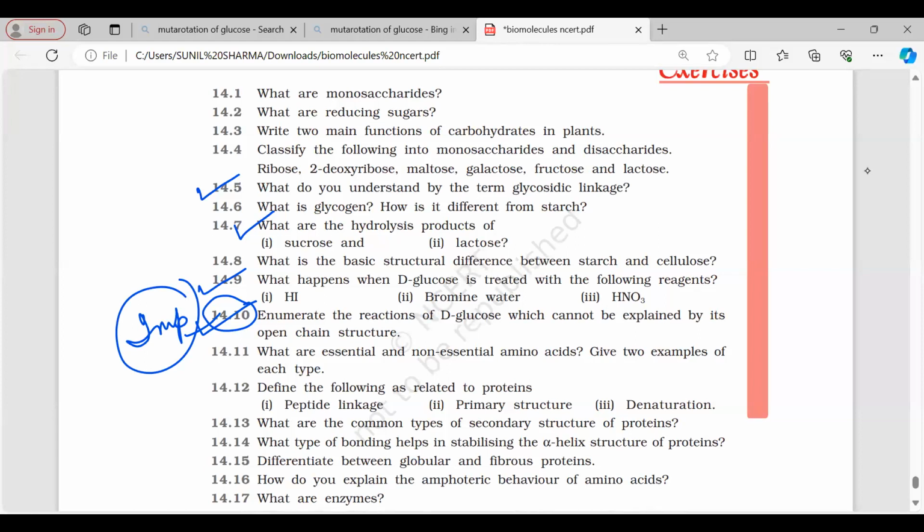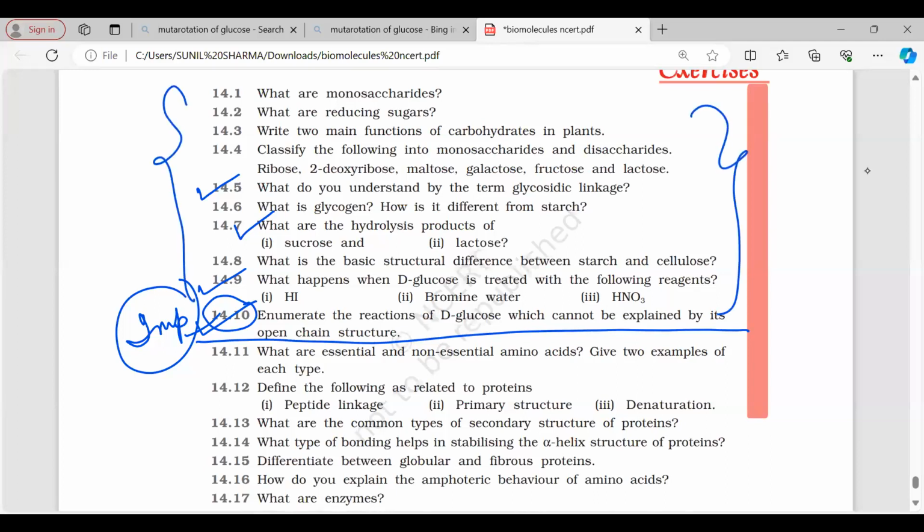ठीक है. So yes, यहाँ तक जो 14.10 तक जो पूरे का पूरा ये आपका बैक एक्सरसाइज है, this is all related to carbohydrates. अब जिसमें अभी हमें पॉलीसैकेराइड्स करना है, we have to do starch, we have to do cellulose.